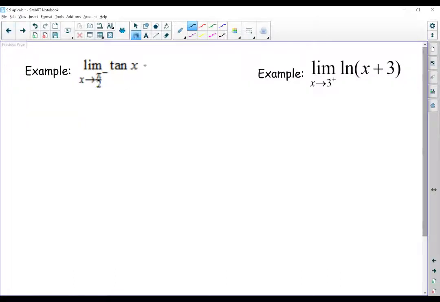So we'll do two kind of tricky ones. Tangent is a graph that you should recognize, okay? So if you know that this looks like this and that pi over 2 right here is the asymptote, you know it's going to infinity. If you didn't, let's go ahead and do an algebraic way.